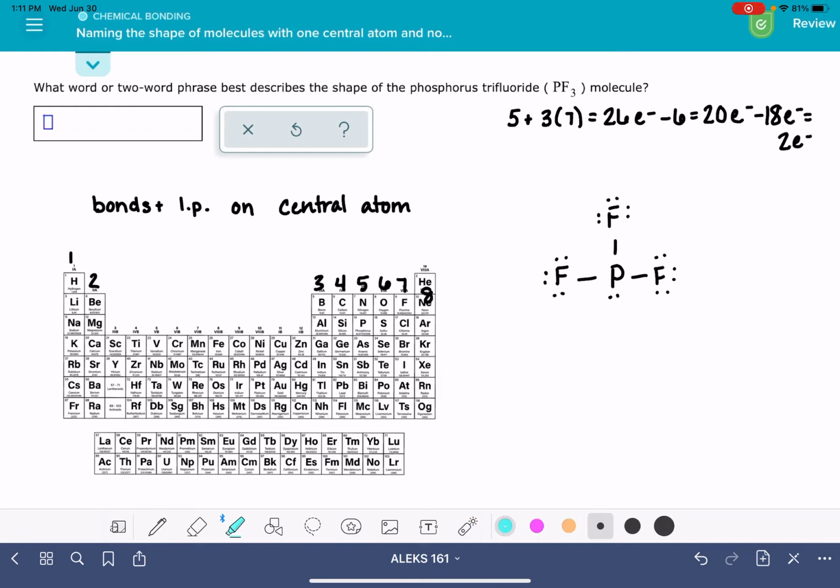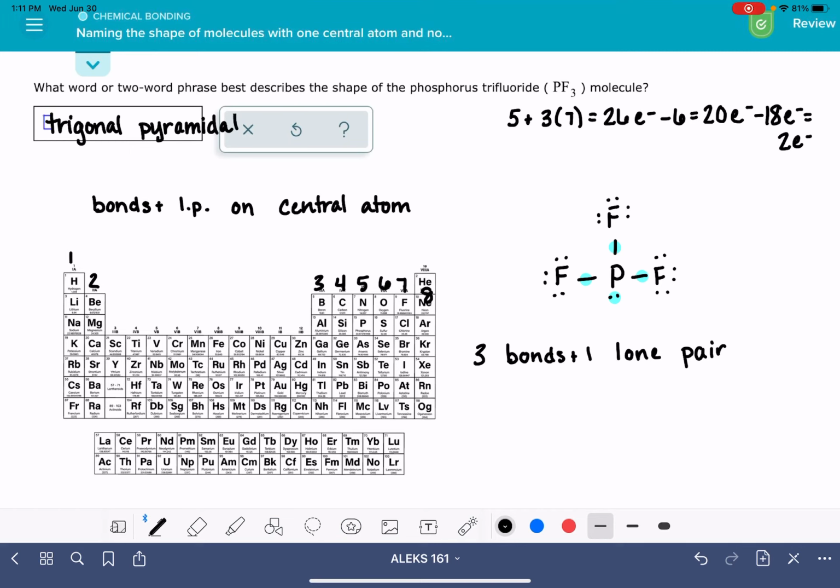For this particular molecule, we have 3 bonds and 1 lone pair. When we have 3 bonds plus 1 lone pair, this particular shape is referred to as trigonal pyramidal.